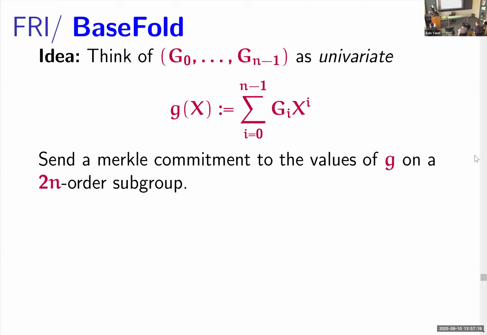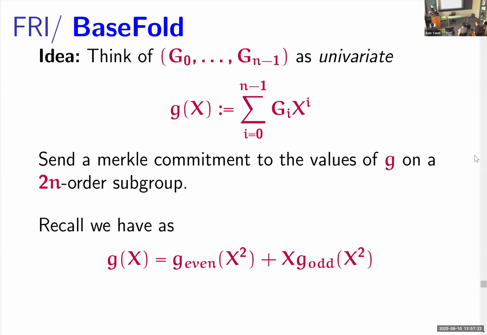Yes. And now let's recall that, as usual in FFTs, we can decompose our univariate little g as g even of x squared plus x times g odd of x squared, where g even and g odd have half the degree.